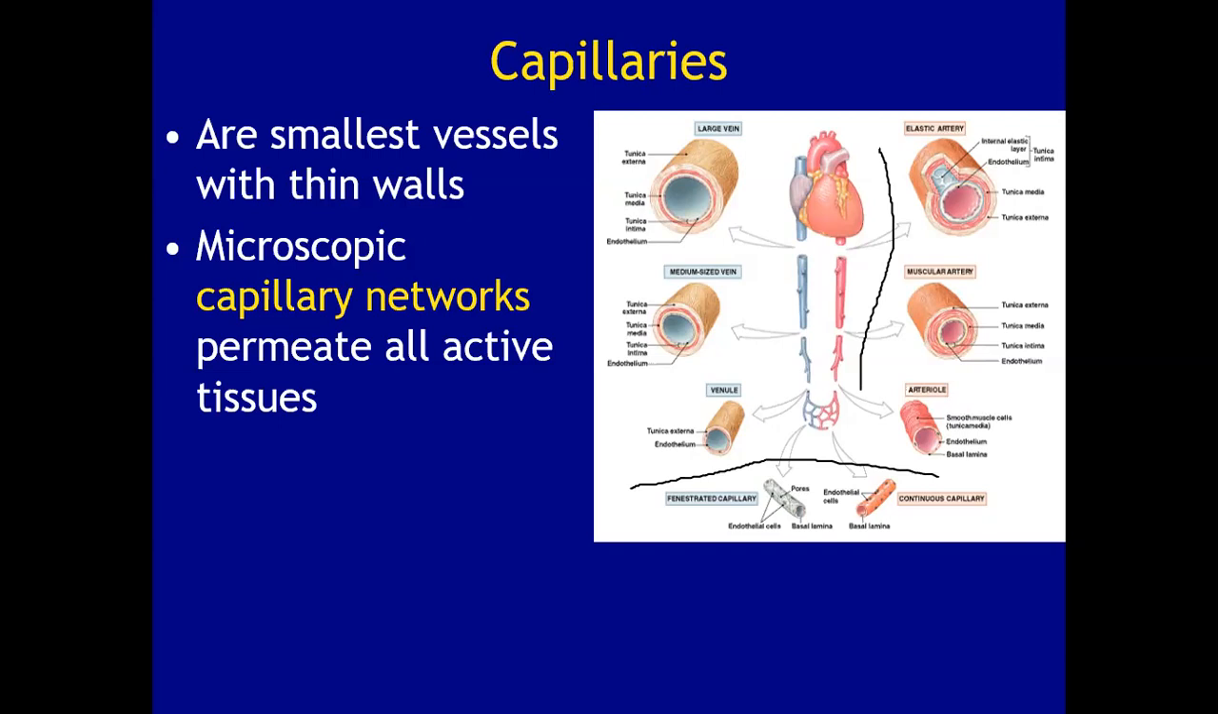Okay, all right. So these capillaries, microscopic networks, permeate all the active tissue. Okay, so if we say it's vascular tissue, that means it's got capillaries. Remember, epithelial tissue was avascular, so we've got no capillaries in the epithelial tissue. Okay, we have to get it from underneath.